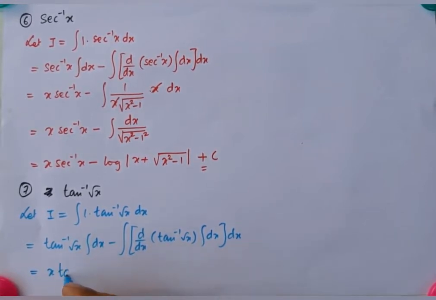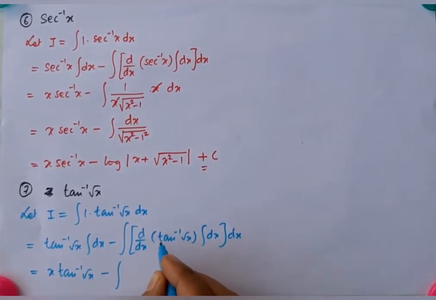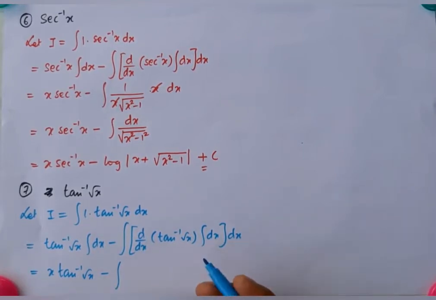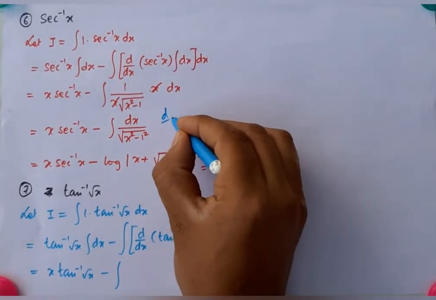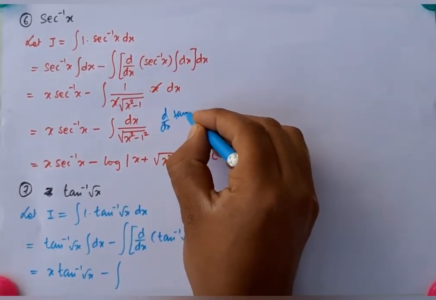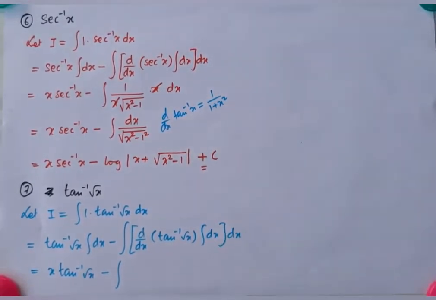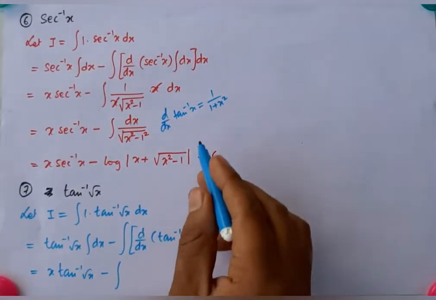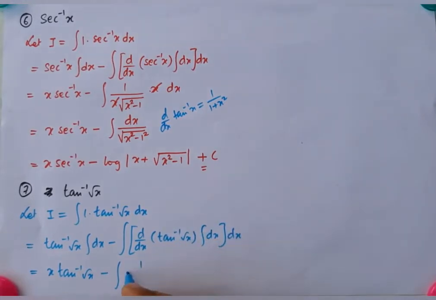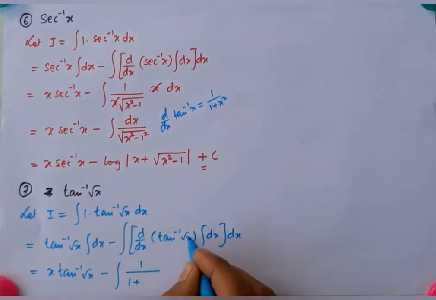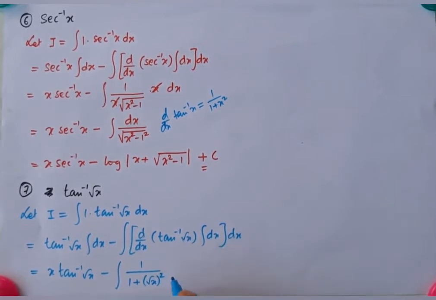So we have tan inverse root x also minus integral. Now let's see what is the differentiation of tan inverse x. The differentiation of tan inverse x is 1 by 1 plus x square. It's very simple. Now let's apply the same here. So it becomes 1 by 1 plus x square, but here instead of x we have root x, so that's why we have to write root x square.